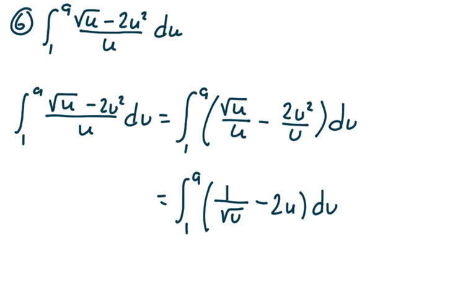Number 6. Suppose I have the integral from 1 to 9 of (square root of u minus 2u squared) divided by u du. And so what I'm going to do is split off that fraction. In other words, this is equal to the integral from 1 to 9 of square root of u over u minus 2u squared over u. But this is equal to the integral from 1 to 9 of 1 over the square root of u minus 2u du.